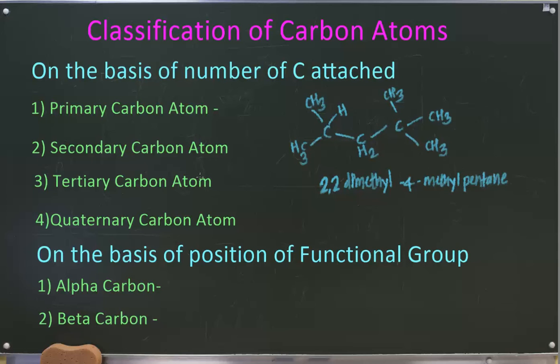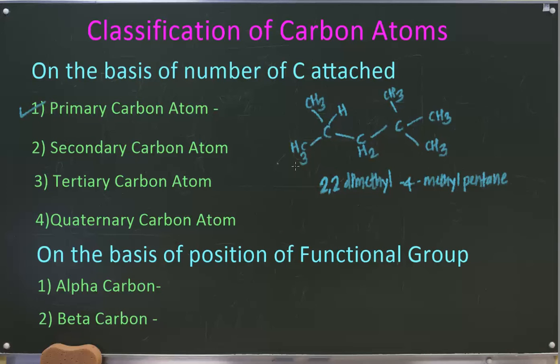Carbon can be classified as primary, secondary, tertiary, or sometimes quaternary, depending on the number of carbon atoms it is bonded to. This classification only applies to saturated carbons. The classifications are as follows. Number 1, primary carbon atom. Primary carbon atoms are those atoms which are attached to only one carbon atom.